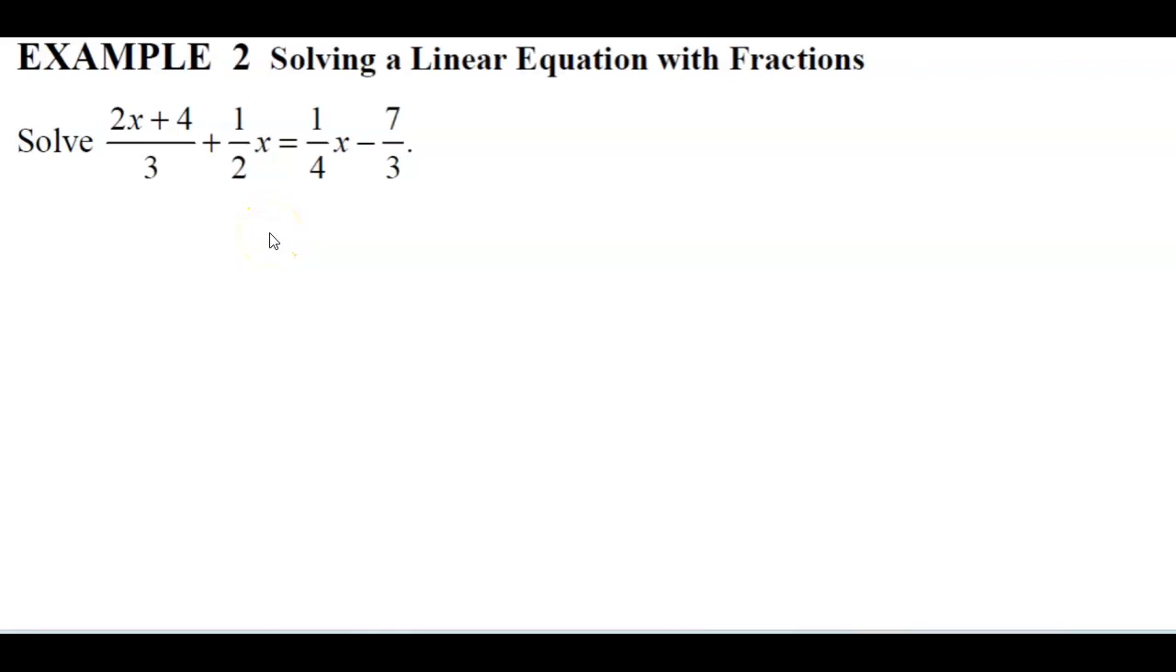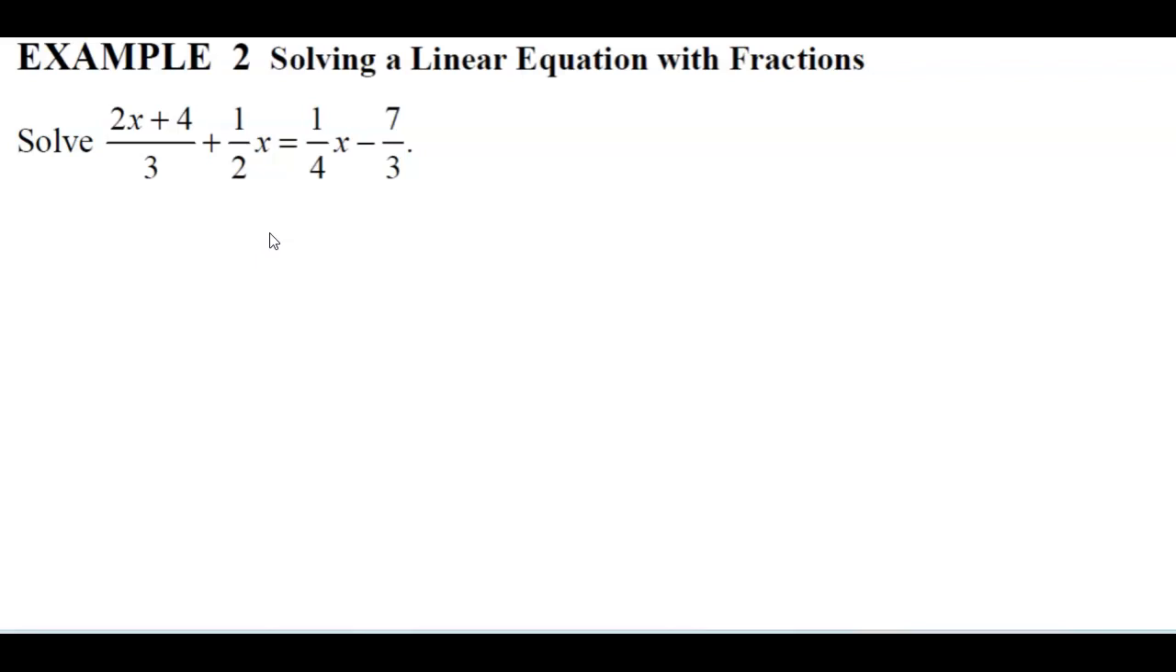Example 2, solving a linear equation with fractions. We want to solve the equation 2x plus 4 divided by 3 plus 1/2 times x equals 1/4 times x minus 7 over 3. Now the goal here is to be able to eliminate the denominators by multiplying the entire equation by the least common denominator.